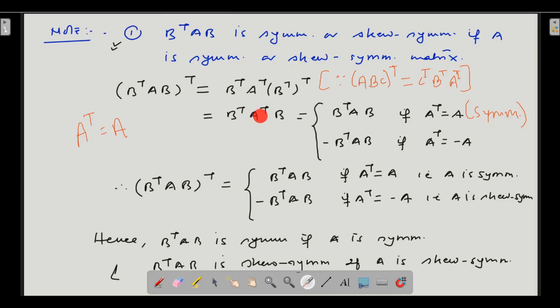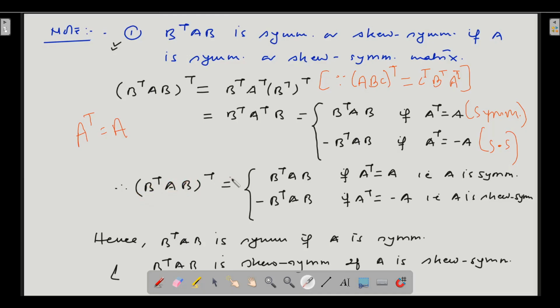And if A is skew symmetric, instead of symmetric, then A transpose will be equal to minus A. This is the case for skew symmetric. So this will open up like this, minus B transpose AB. So you can have a look. I have written it once again over here.